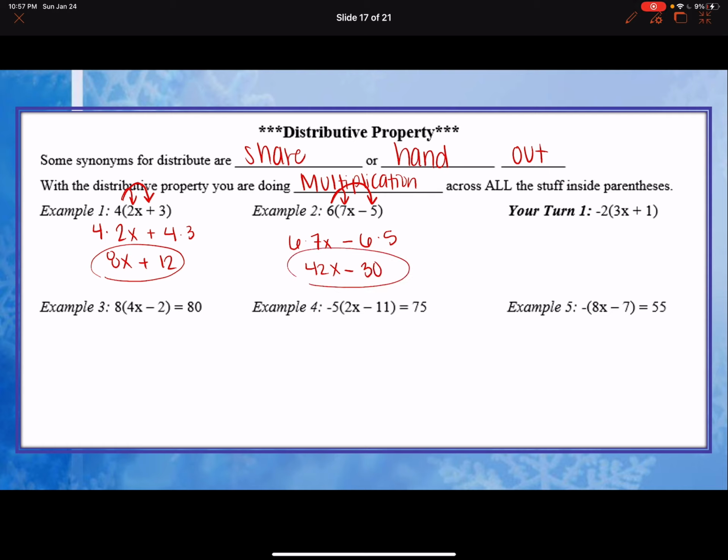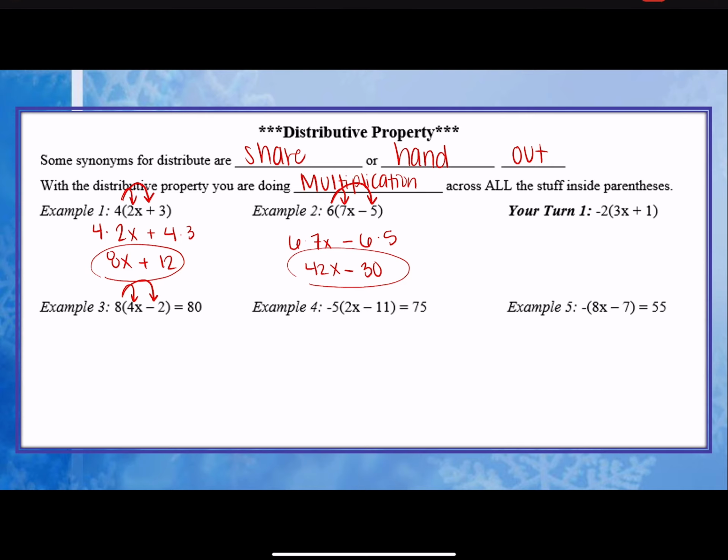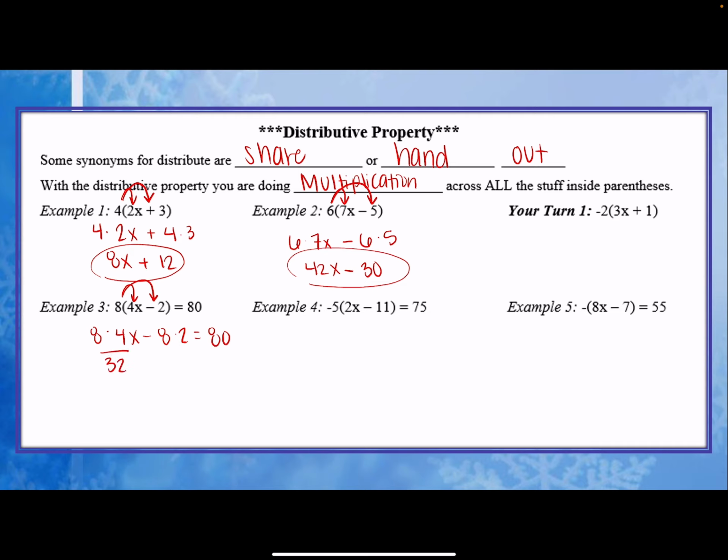All right, again, now we're going to be distributing and then solving. Okay, so distribute first the number outside the parentheses to the terms inside. 8 times 4x minus 8 times 2 is equal to 80. 8 times 4x is 32x minus 8 times 2, which is 16. And then you just solve by using PEMDAS backwards, your SADMIT.